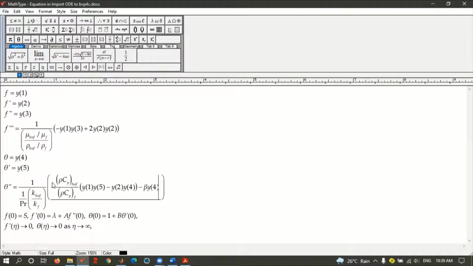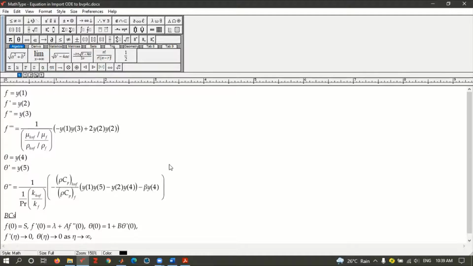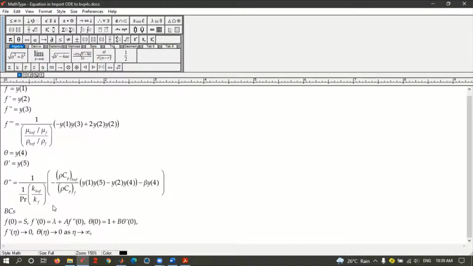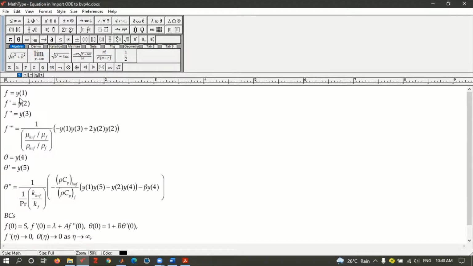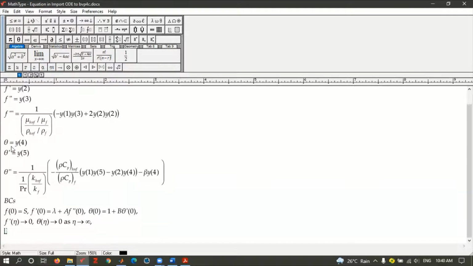Okay, so that's all for the ODE. And then for the boundary conditions, we need to convert them to be in terms of y. So here we have 2 types of boundary condition: firstly, when eta equals 0, and second, when eta goes to infinity. So for eta equals 0, we assume the same as the previous assumption. So we have f, which is y1.